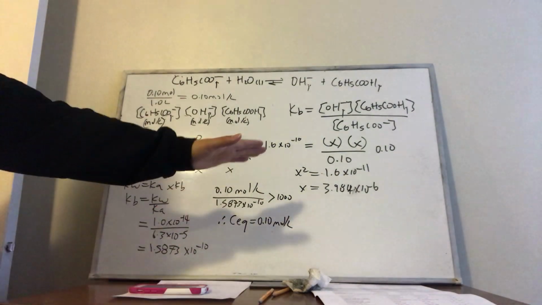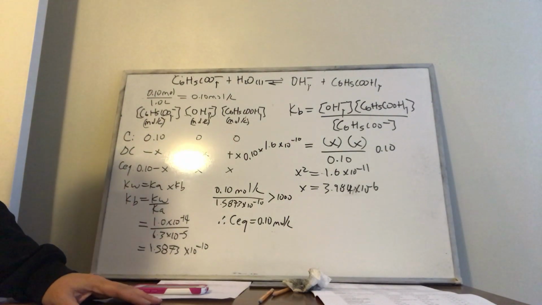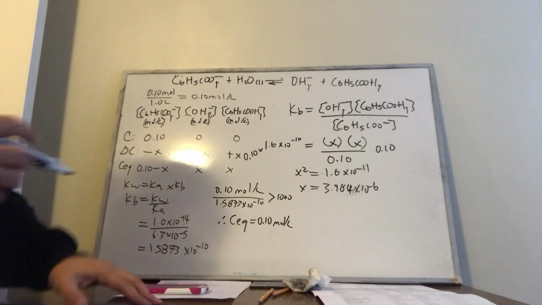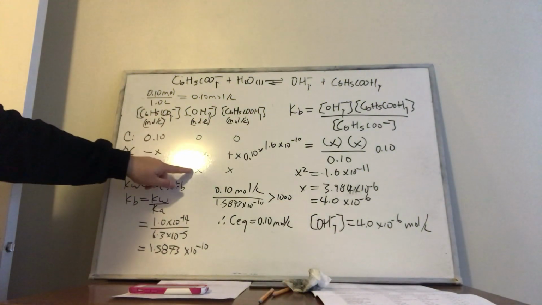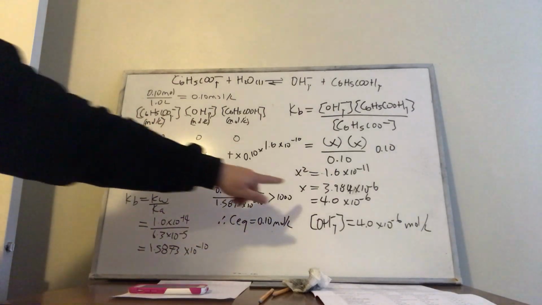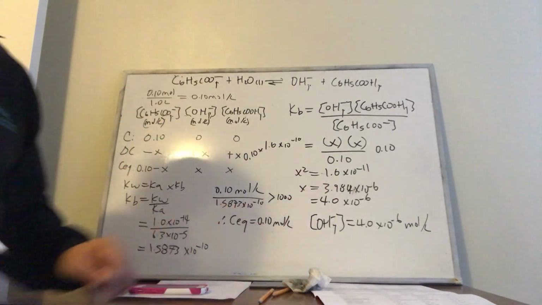Okay, which is, again, more sig digs than I need. So I'm going to call this 4.0 times 10 to the minus 6, which is our hydroxide ion concentration. As you can see, hydroxide is an X value at equilibrium, and so the X value is the hydroxide ion concentration.